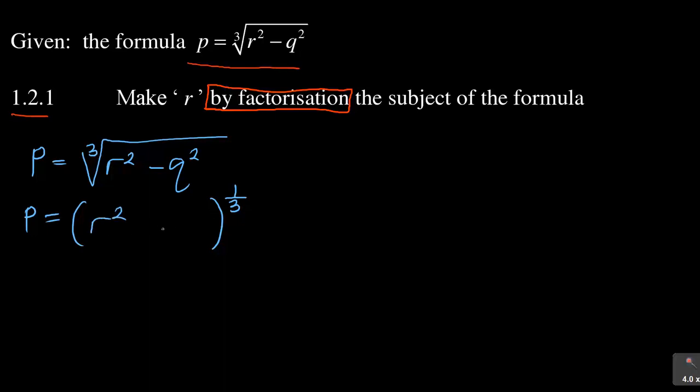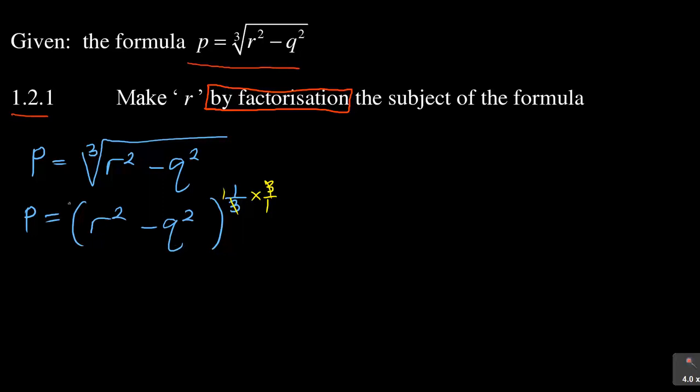Now I've got r squared minus q squared. So to change that cube root, you have to say power 1 over 3. Now to get rid of this power 1 over 3, I have to multiply by power 3 over 1, so that you can see that cancels to give me a power 1, which can be ignored as a bracket that you can open.